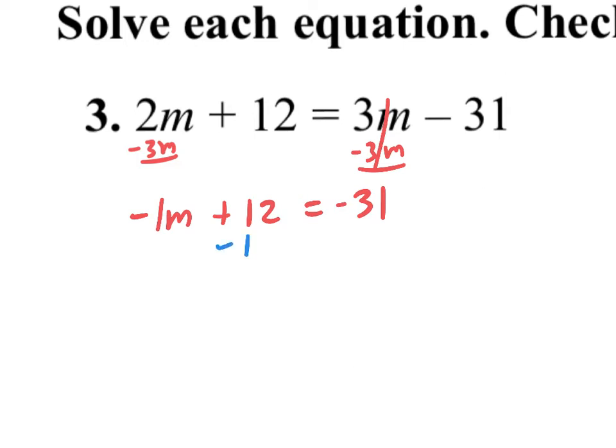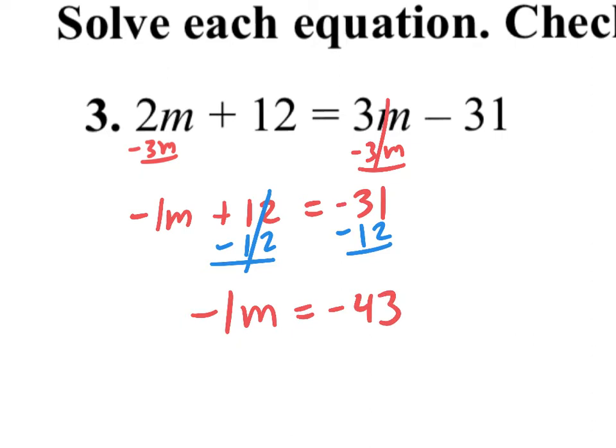Let's get m by itself on the left side. So let's get rid of that positive 12 by subtracting 12. What you do to one side, you do to the other side. You will have your new equation that reads negative 1m equals negative 43. So for your final step here, you need to get rid of the multiplication of negative 1 in front of the m by doing the opposite, dividing by negative 1. What you do to one side, do to the other side. You will have your final answer, m equals positive 43.